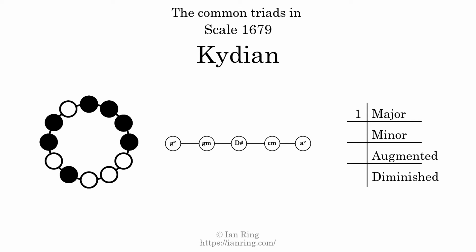There is one major triad. There are 2 minor triads. There are no augmented triads. There are 2 diminished triads. Here is a Hamiltonian path of parsimonious voice leading that uses all the triads.